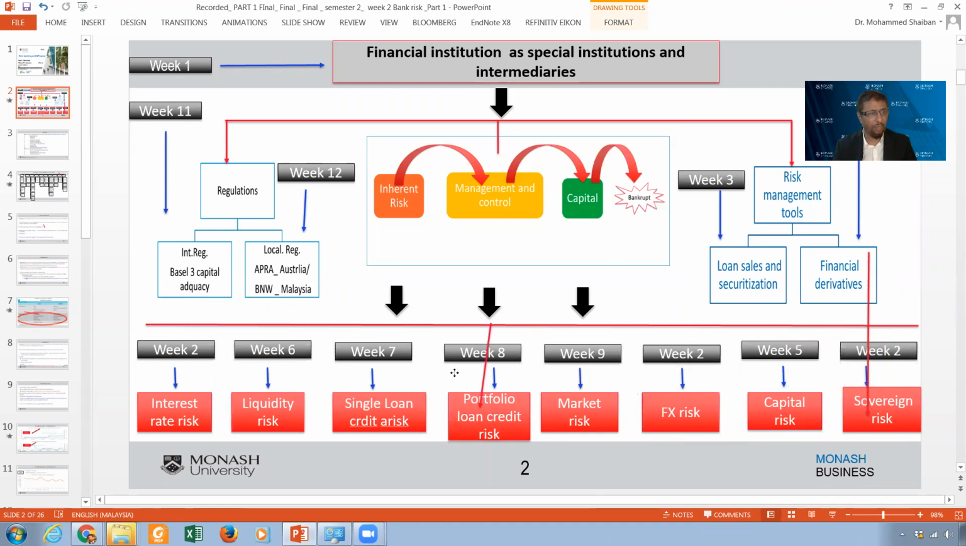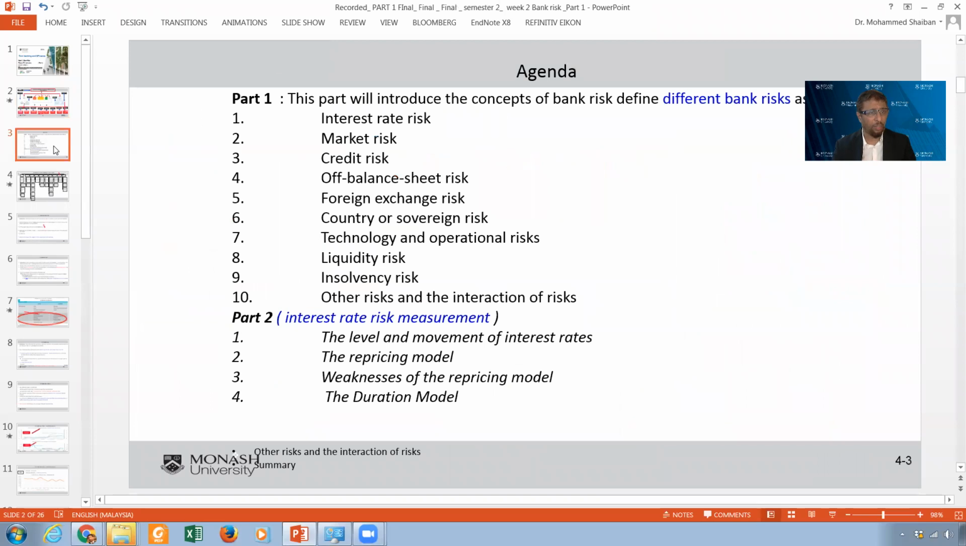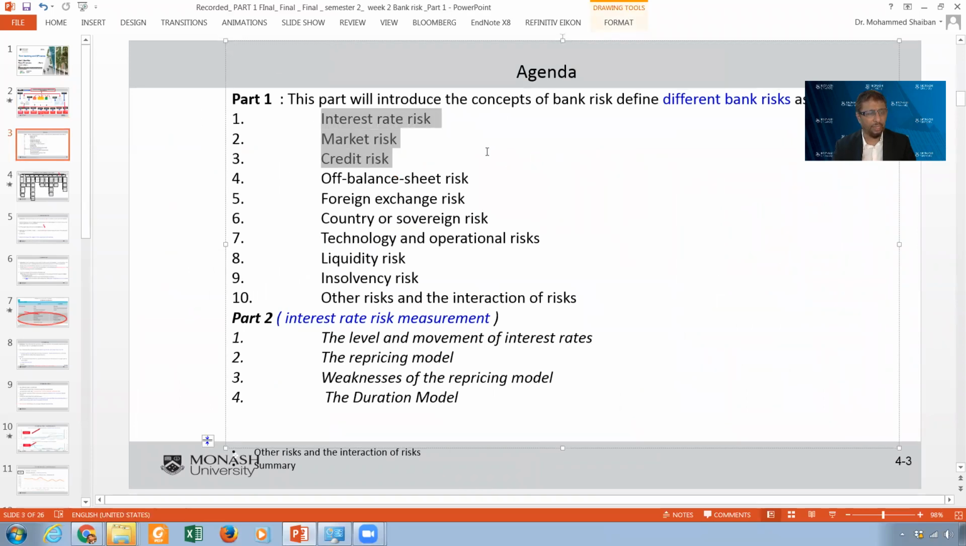And as you can see, whether we are talking about the regulation in this part or the risk management in this part, we're also dividing the weeks accordingly. This is each week and where we are going to study each risk. We'll talk about this later on. Now, coming to my agenda, this is the interest rate risk. This is what we are going to talk about in the first part, and this is what we are going to do in the second part. So in the second part, we'll talk about the interest rate risk, and in the first part, as I said, only defining those risks.